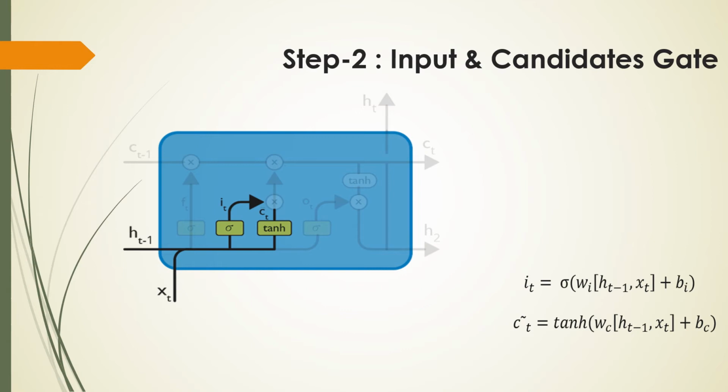The diagram shows i_t and C̃_t. i_t is the input information at timestamp t, and C̃_t is the candidate value at timestamp t. The input from the previous timestamp and the new input are passed through a sigmoid function, which gives the value i_t, and this value is multiplied by C̃_t and then added to the cell state. This step is an important part of the coming content.